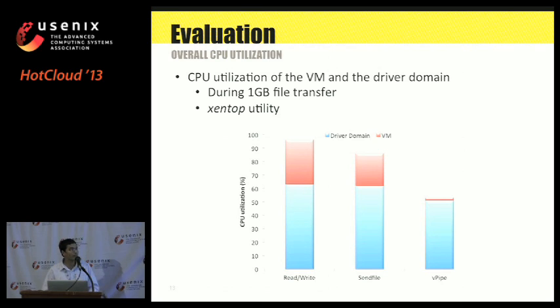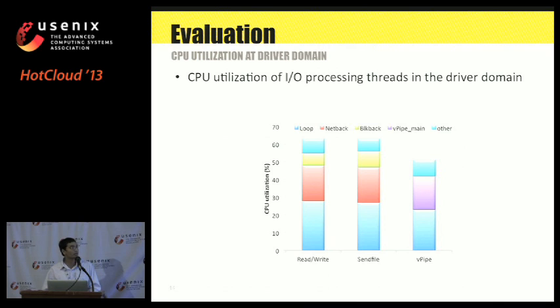So we wanted to see why we are having less CPU utilization at the driver domain as well, because intuition tells you that if you offload more operations to the driver domain, its CPU utilization should go high. So we did the same transfer, a 1 gigabyte file transfer, but this time we looked at the CPU utilization of the I/O handling threads at the driver domain.